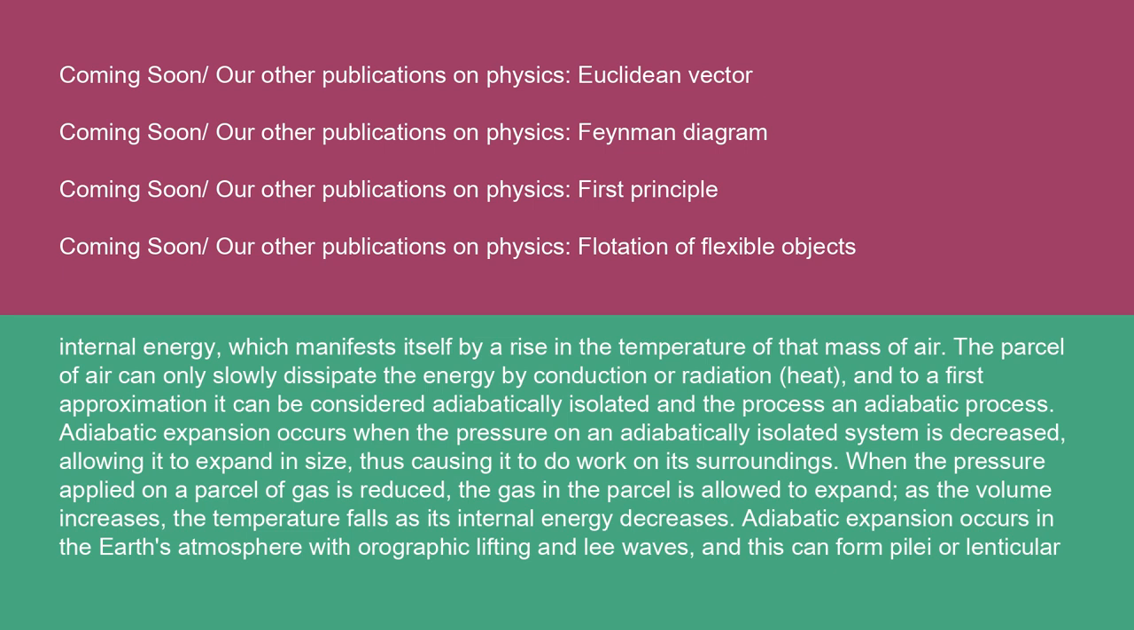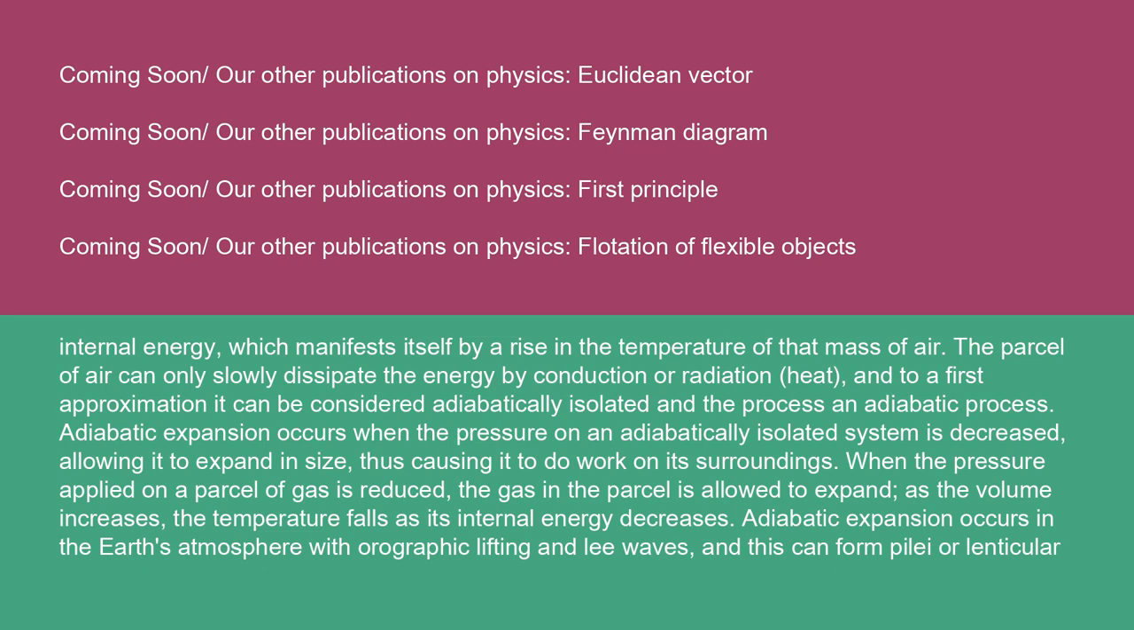Adiabatic expansion occurs when the pressure on an adiabatically isolated system is decreased, allowing it to expand in size, thus causing it to do work on its surroundings. When the pressure applied on a parcel of gas is reduced, the gas in the parcel is allowed to expand. As the volume increases, the temperature falls as its internal energy decreases.